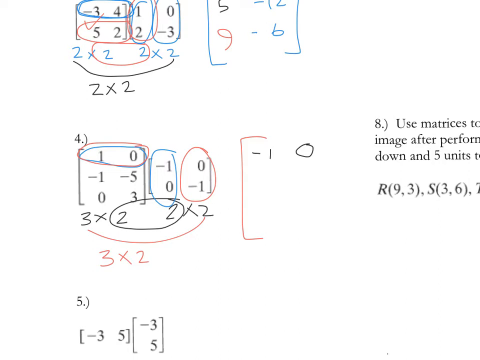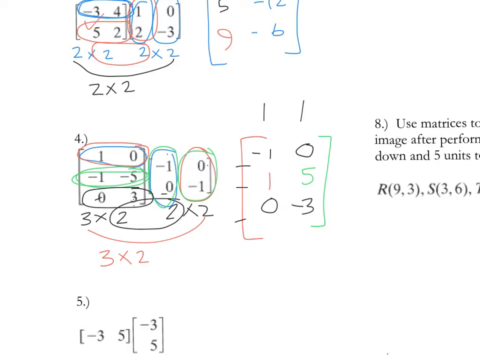And then now I'm going to do the second row, first column. So it's going to be 1 plus 0, so that's 1. And then I'm going to do the second row, second column, so it's going to be 0 plus 5, which is 5. And the last two numbers, 0 times negative 1 plus 3 times 0 is 0. 0 times 0 plus 3 times negative 1 is negative 3. So the answer is 3 rows by 2 columns.